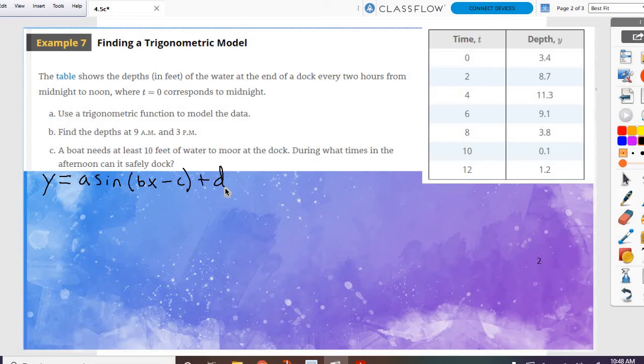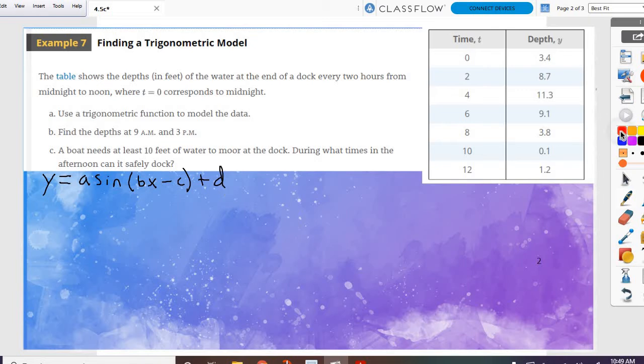So with that, we basically need to find A, B, C, and D to fill in. And we're going to get that from the data that they've given us. So notice that we have time, which is our t value, or our independent variable. And then we have depth, which is our y value, which is going to be our dependent variable. So we're just going to work our way through each of those variables.